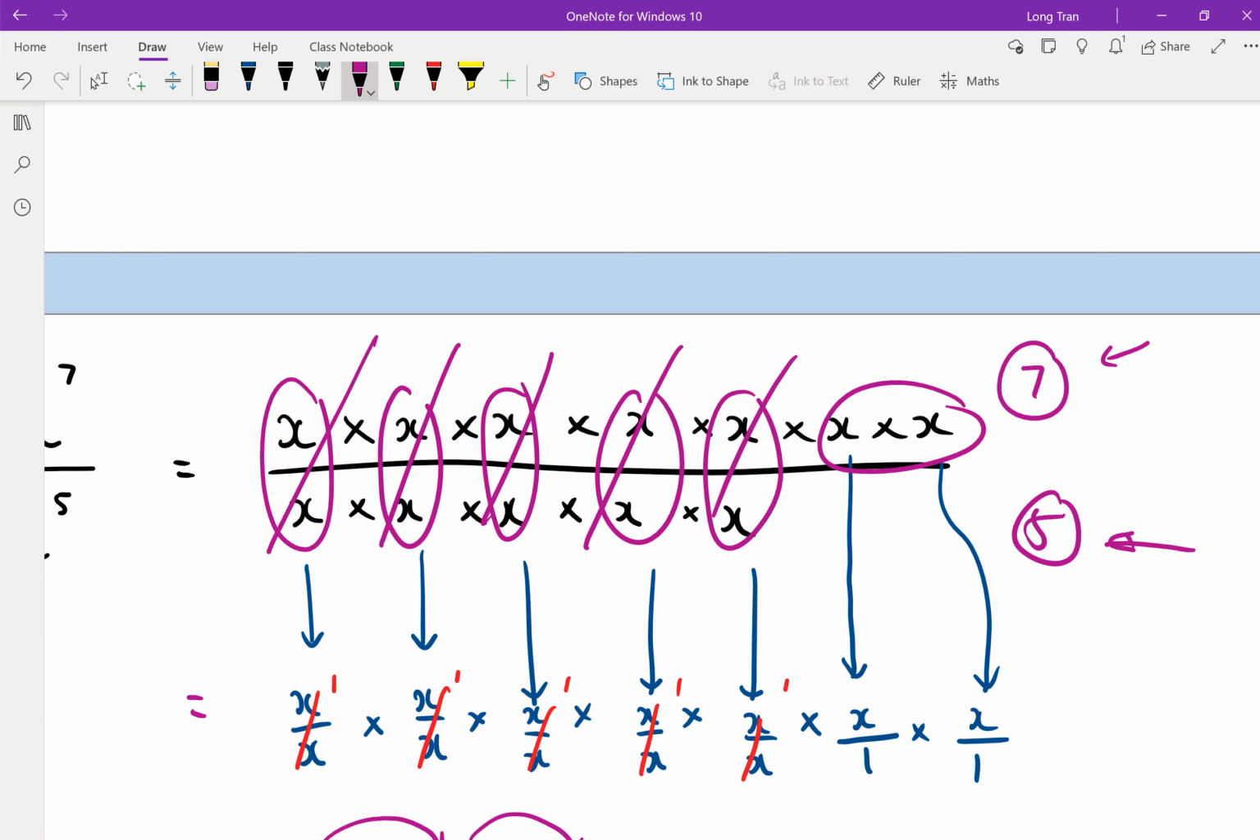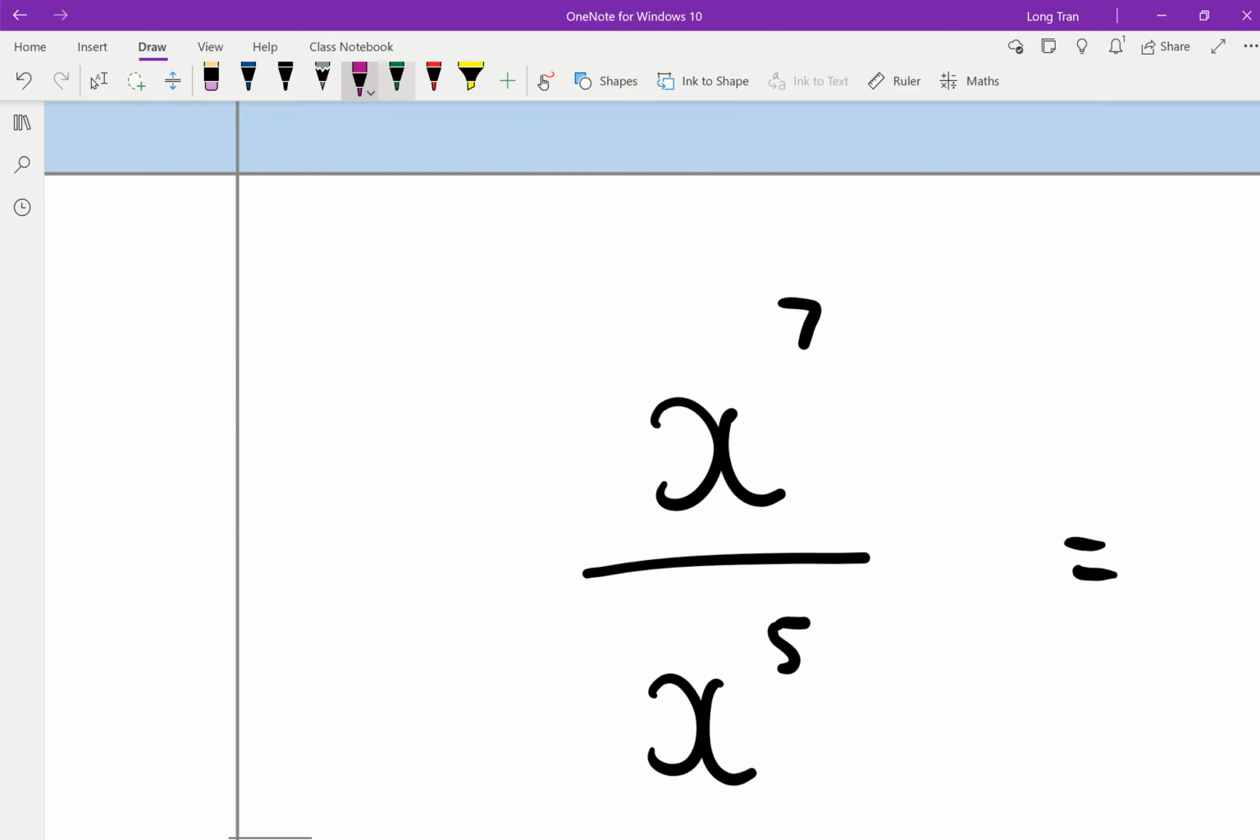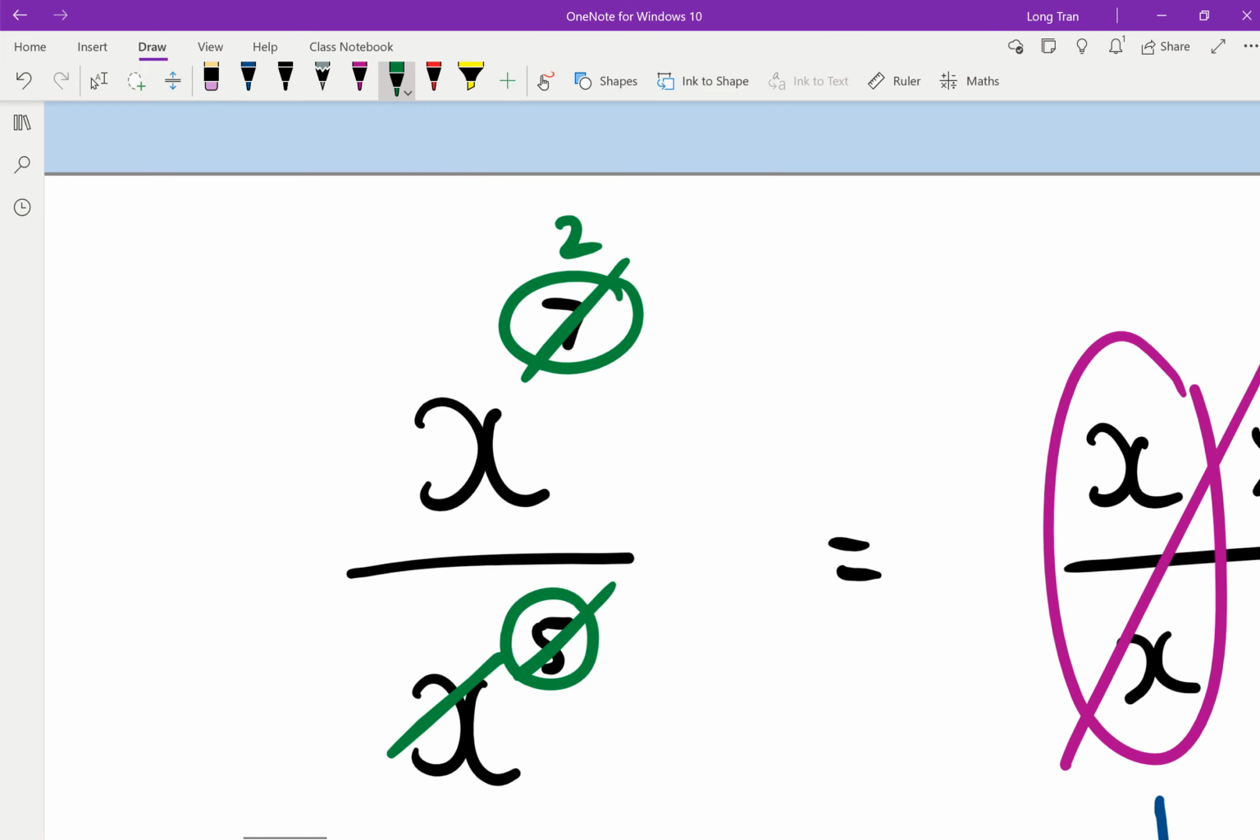That's the final answer. But that's how we would have learnt it in high school back when I was in high school. My teacher would have said, well, there's 5 here and there's 7 there. You can then cross off the 5. Cross off the 5 up here and you're left with 2. So therefore the answer is x squared.